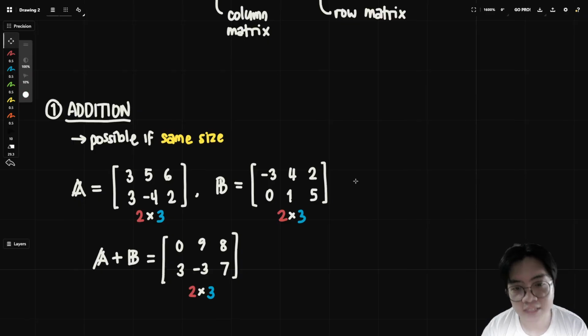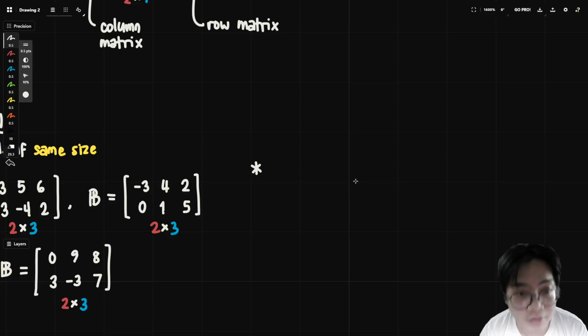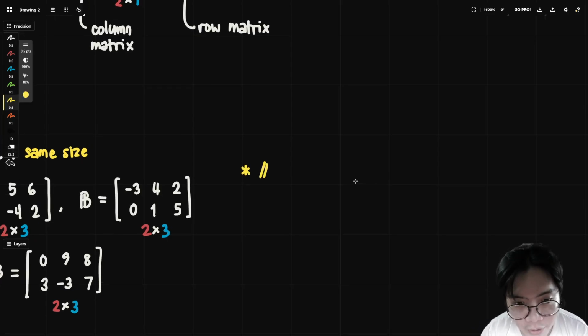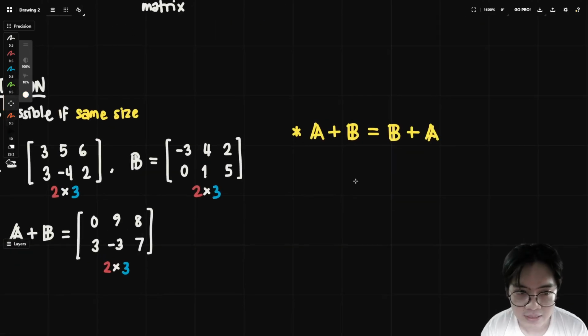Namely, in this case, we can say that addition in matrices is commutative. Ibig sabihin, kahit ibahin natin ang order ng pag-add, you can still add them. You will still get the same result. Kumbaga, matrix A plus matrix B is equal to matrix B plus matrix A. Right? That is how we do it.